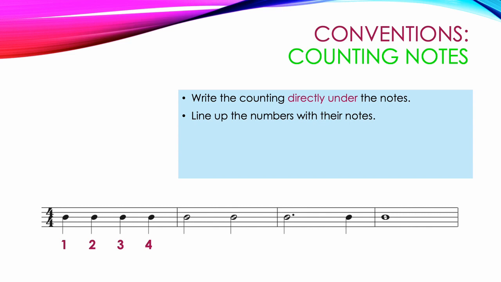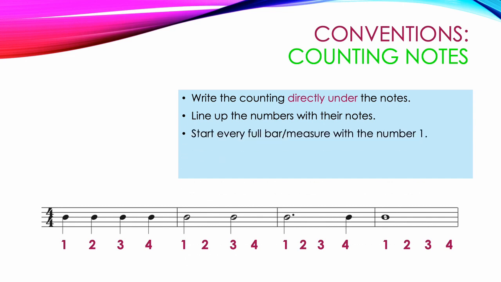In the next measure, we have 2 half notes. So on the first half note, we need to line up 1, 2, and the second half note needs to start with 3 and go to 4. The next measure has a dotted half note where 3 counts. So 1, 2, 3 goes under the dotted half note and the 4 goes right under the quarter note. The last measure is a whole note, so we make sure the 1 lines right up with the beginning of the note and we have all 4 numbers.